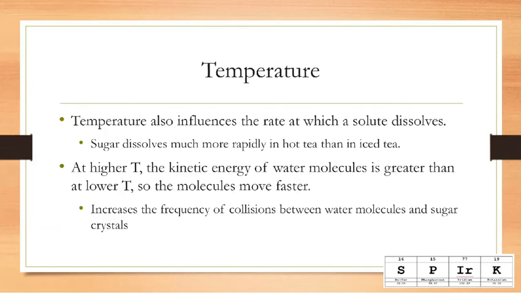Temperature also has an effect on the rate. Sugar dissolves much more rapidly in hot tea than in iced tea. At a higher temperature, the kinetic energy of water molecules is greater than at lower temperature. So the water molecules are able to move faster, which increases the frequency of collisions between water molecules and the sugar crystals.